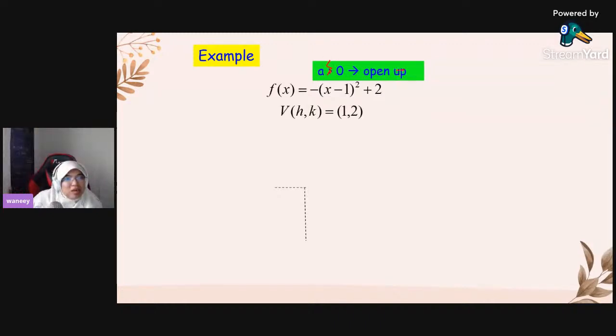Okay, open down. Okay, so open downward. So this is definitely a sad graph. So the highest point over here is (1, 2).